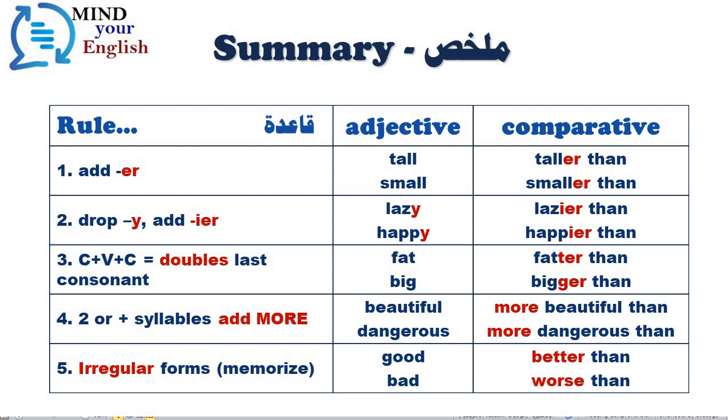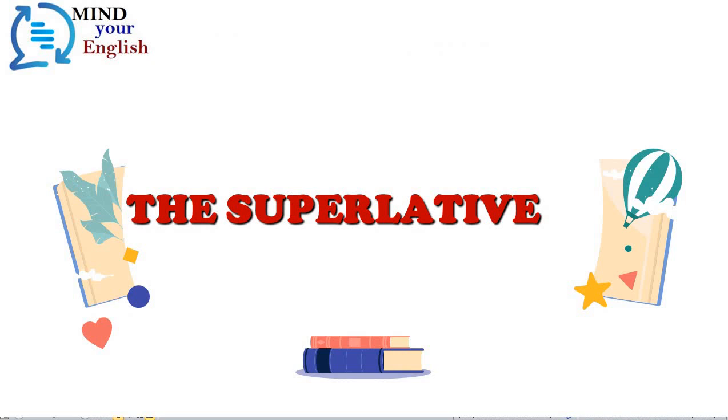Rule 4. Adjective with two or more syllables. Add more before the adjective. Adjectives beautiful and dangerous. In comparison they become more beautiful than and more dangerous than. Rule 5. Irregular forms. Memorize. Adjectives good and bad. In comparison they become better than and worse than.